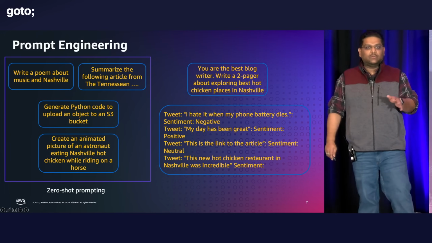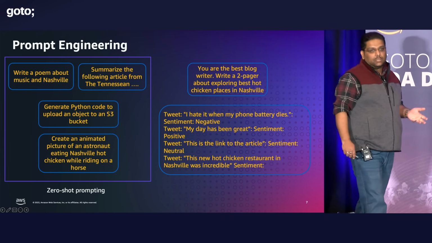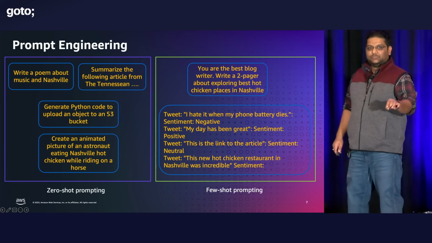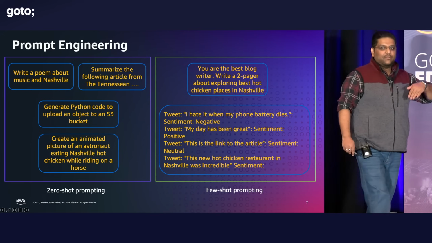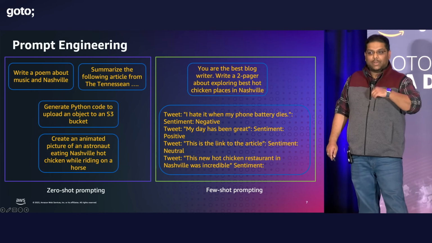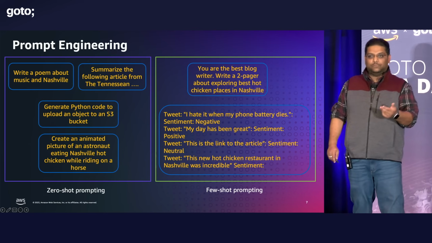So there was no shot from your side, so it's a zero shot. But in the next category, we had few shots. We had to provide some context. We have to provide some training to the LLM to provide an expected output. So that's called few shot prompting.